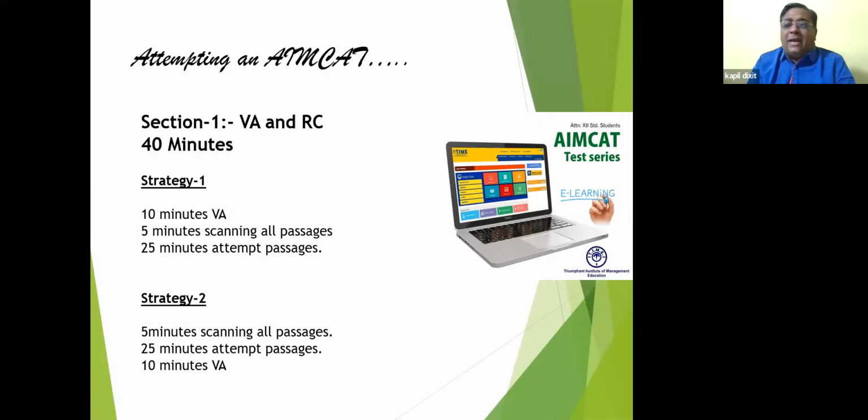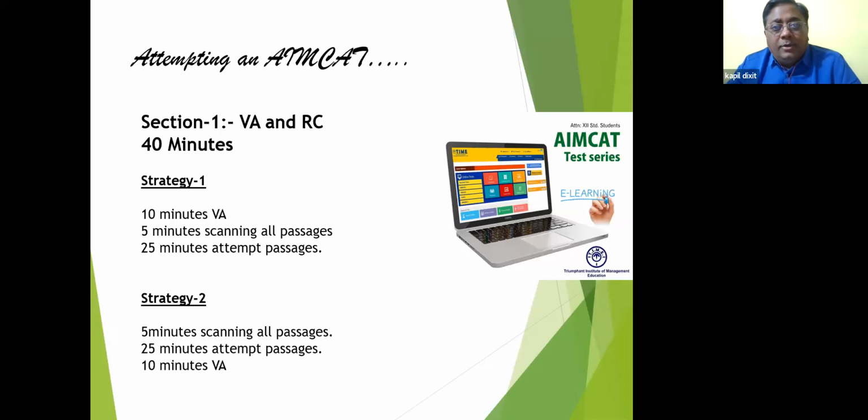Now let's come to the AIMCAT. It is exactly on the same lines as the last year paper or the 2020, 2021, 2022 papers, because they were more or less on the same lines. 40 minutes each section: VARC 40 minutes, LRDI 40 minutes, Quant 40 minutes. So I'll be starting with attempting an AIMCAT VARC section. When I say section 1 VARC, it is typically a section of 40 minutes.